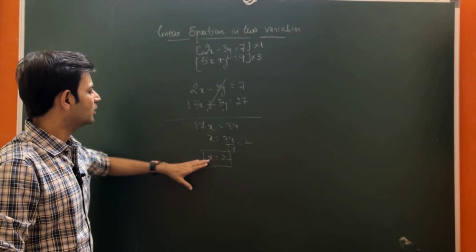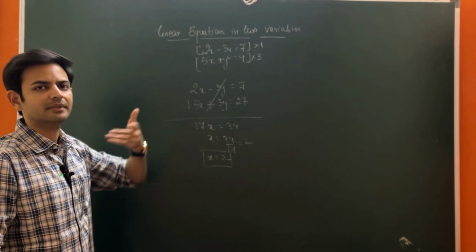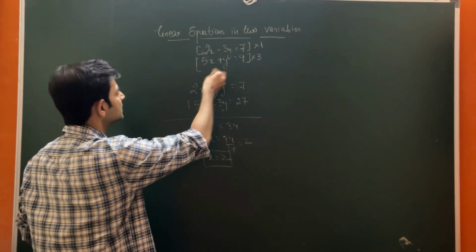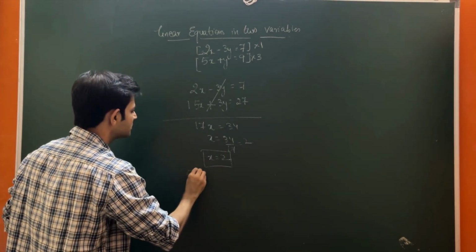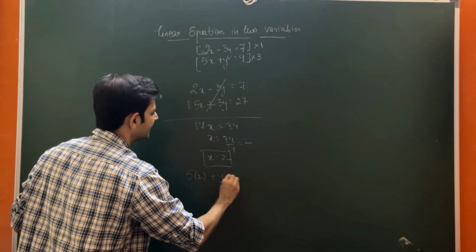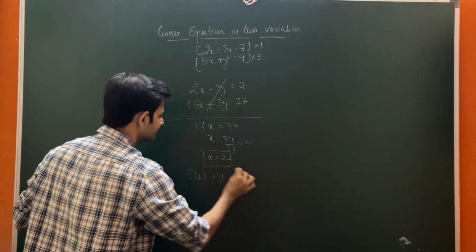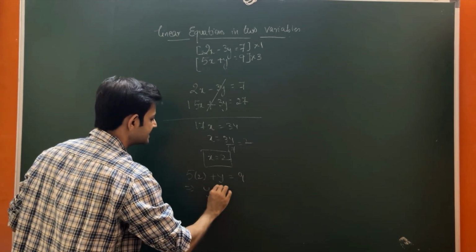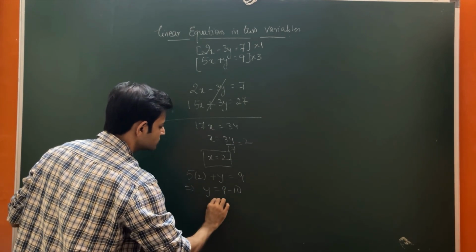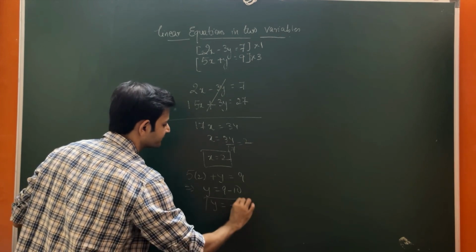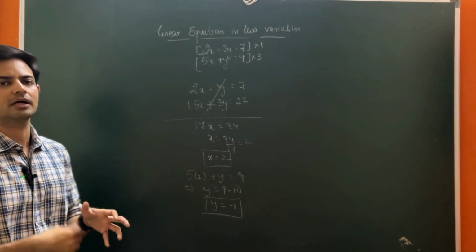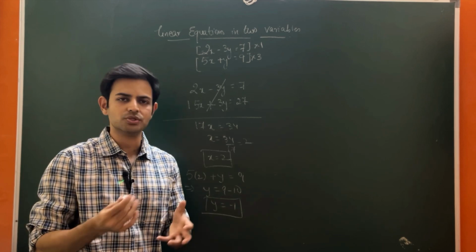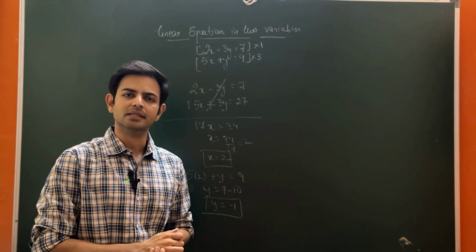Now you can put the value of x in any of these equations, completely your choice. So I'm putting it in the second one. So 5 into 2 plus y is equal to 9. This implies y is equal to 9 minus 10. So y is equal to minus 1. So this is how you can solve more equations, more questions based on equating the coefficients.